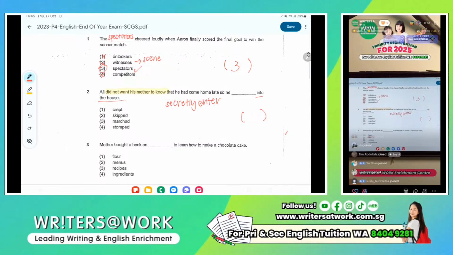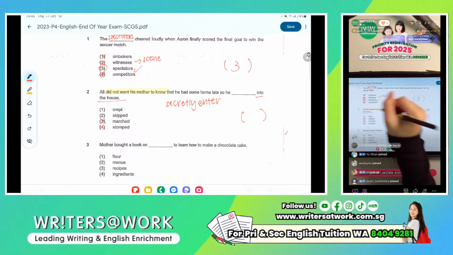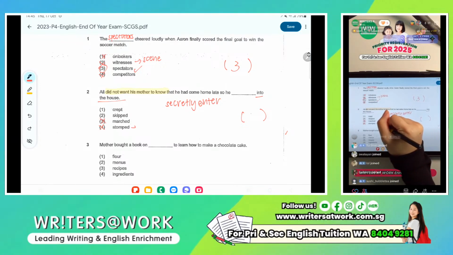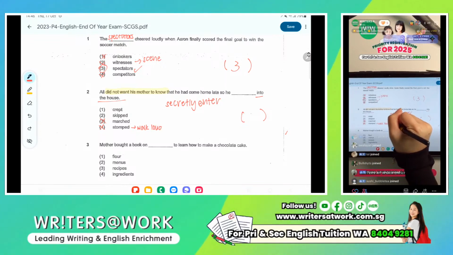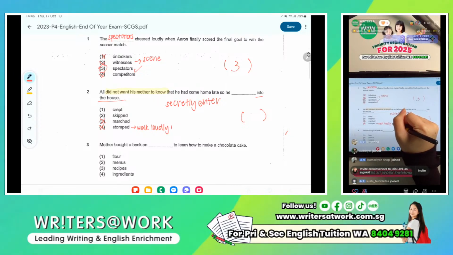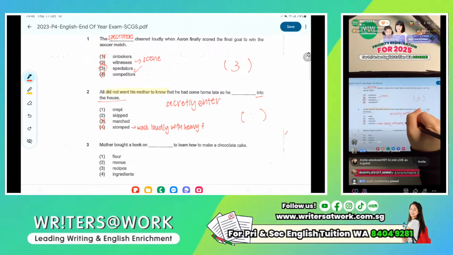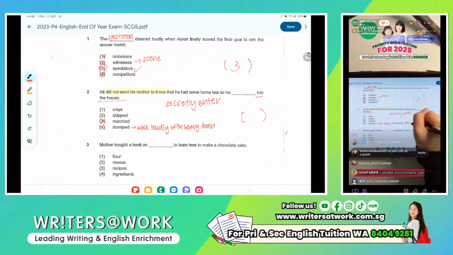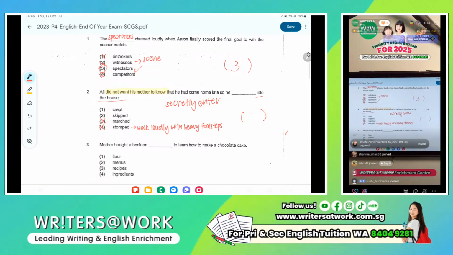So he blanked into the house. What did he do to the house? He was secretly entering. Which word would it be? Definitely not march nor stomp, because stomping would be a loud noise. Walk loudly with heavy footsteps. So what would it be?